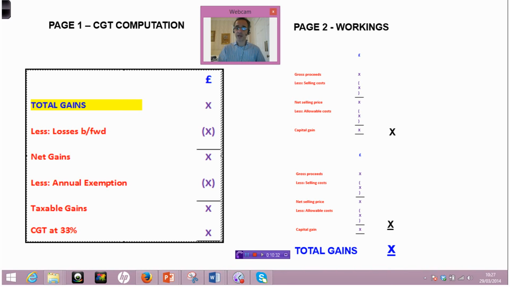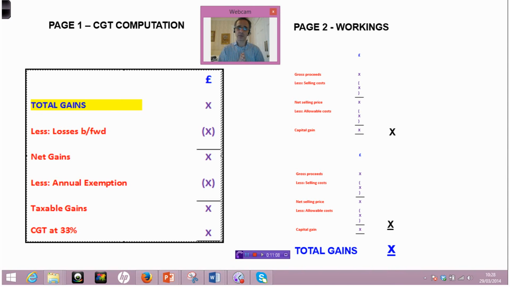Now, once I have that figure, what I'm looking to do is take that figure from my page 2 and bring it up to my page 1 here, which is my CGT computation. So you'll see I've got the total gains figure there, and from the previous slide, you remember, take off brought forward losses first to get my net gains, then my annual exemption at 1270, then my taxable gains, then I tax at 33%.